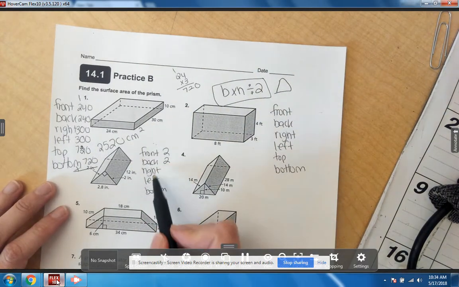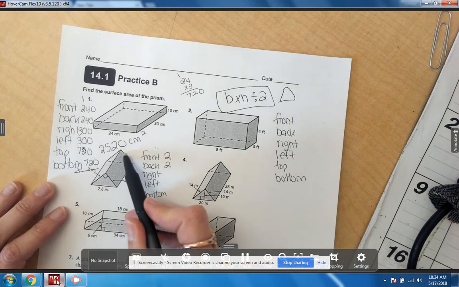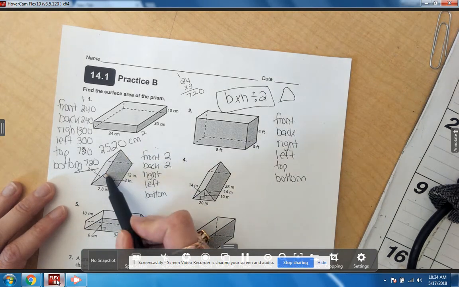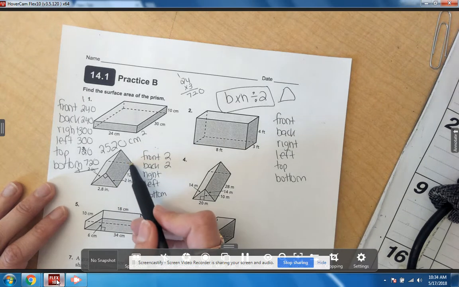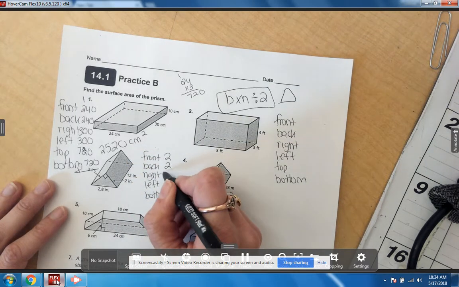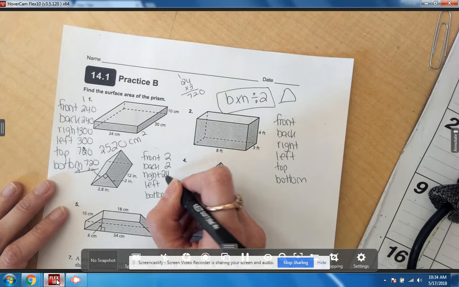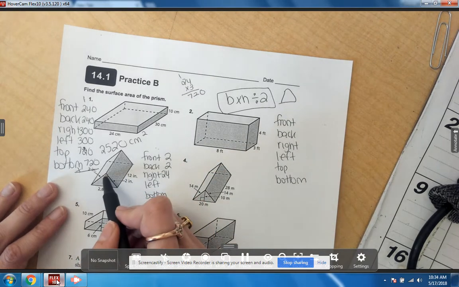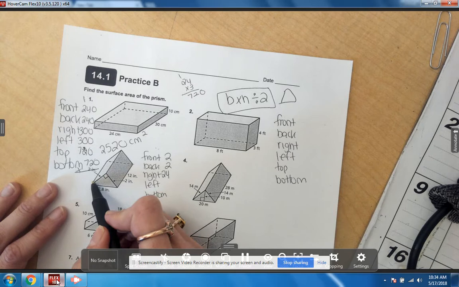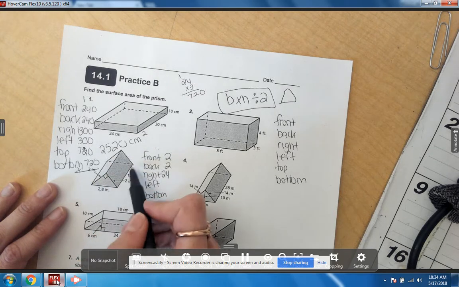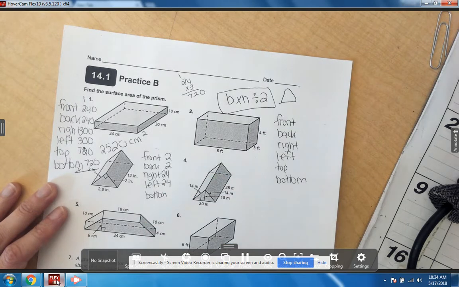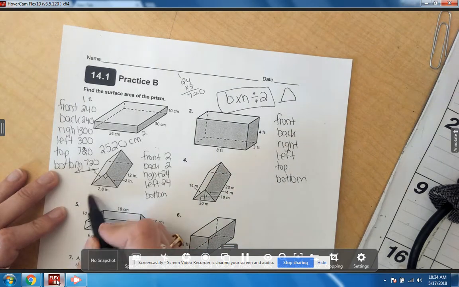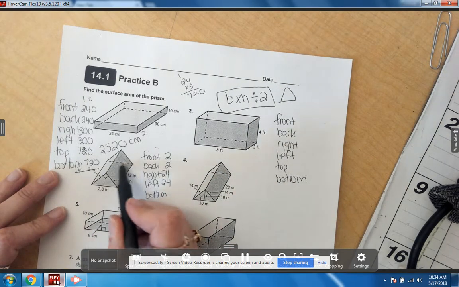Now I've got to find the right and the left. So I'm going to trace over the right. I go over a 12 and a 2. Now this is a rectangle, so I'm doing length times width. 12 times 2 is 24. Okay, I'm going to go over the left too just to make sure it's the same size, because sometimes it can be a little bit different. When I go over that, this is going to be the opposite of this, so it's also going to be 12 times 2. So it's also 24.